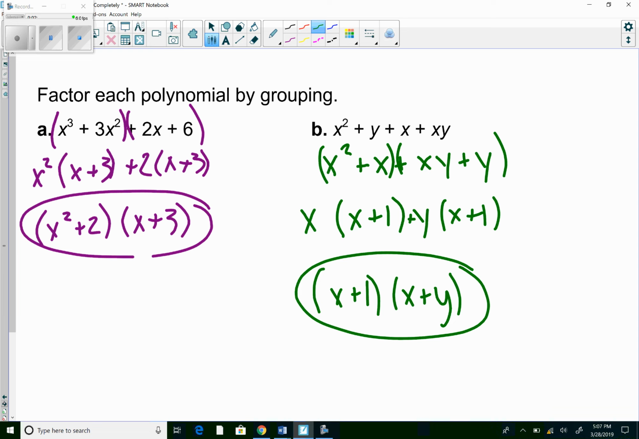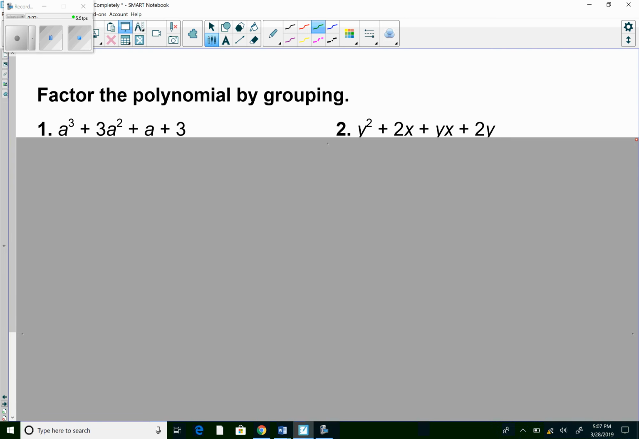So I encourage you on the next slide to go ahead, try these next two problems on your own, pause the video, and give it a go. First problem is exactly like example A. Second problem is exactly like example B. So go ahead, give it a try.